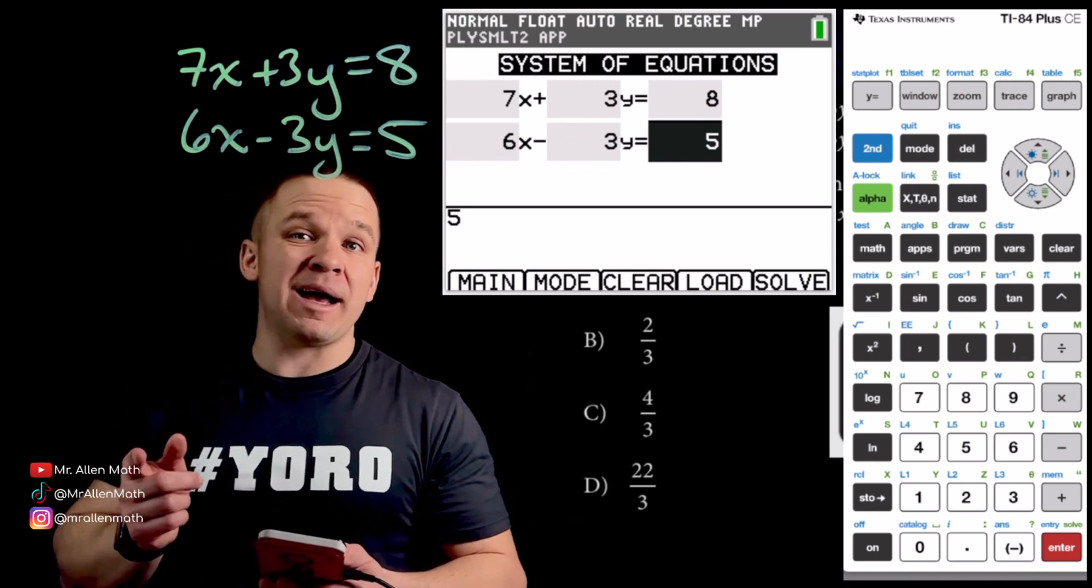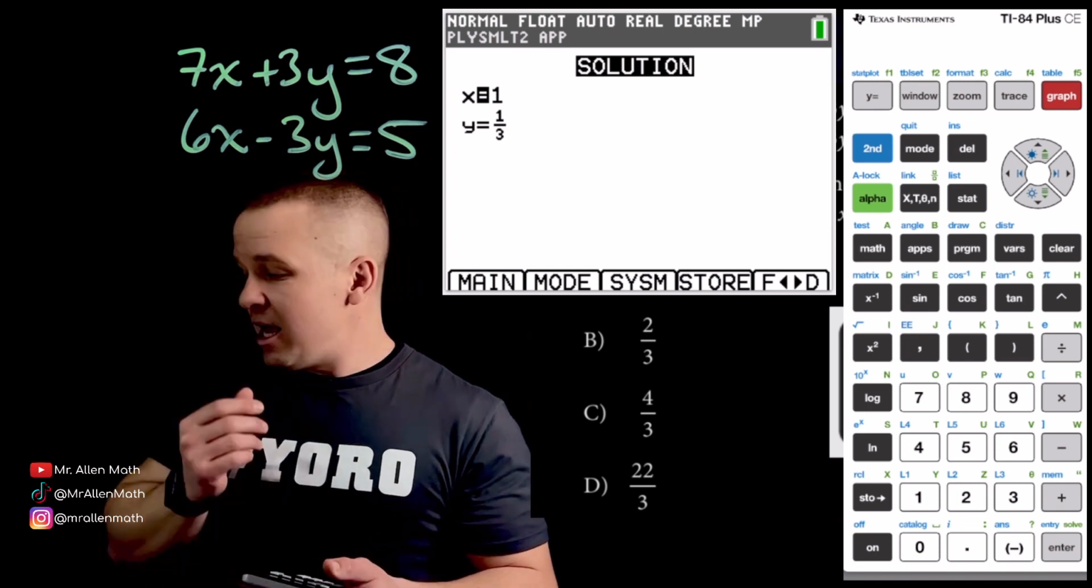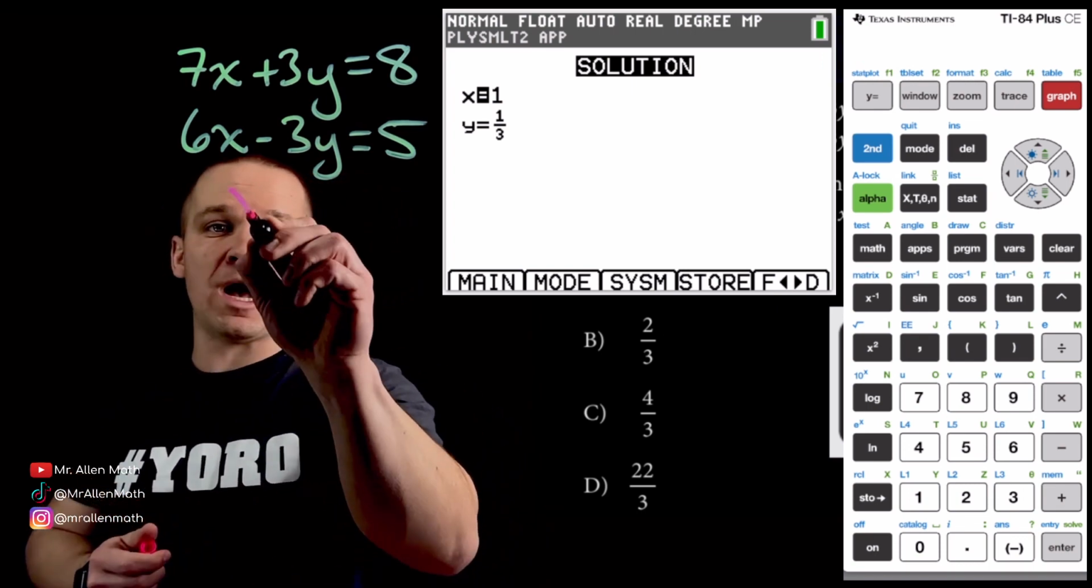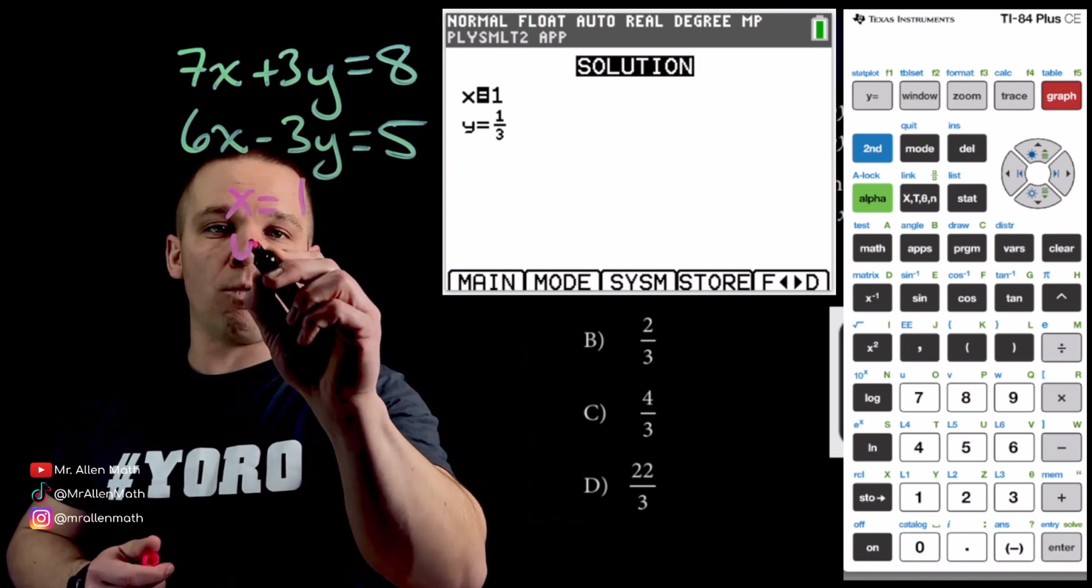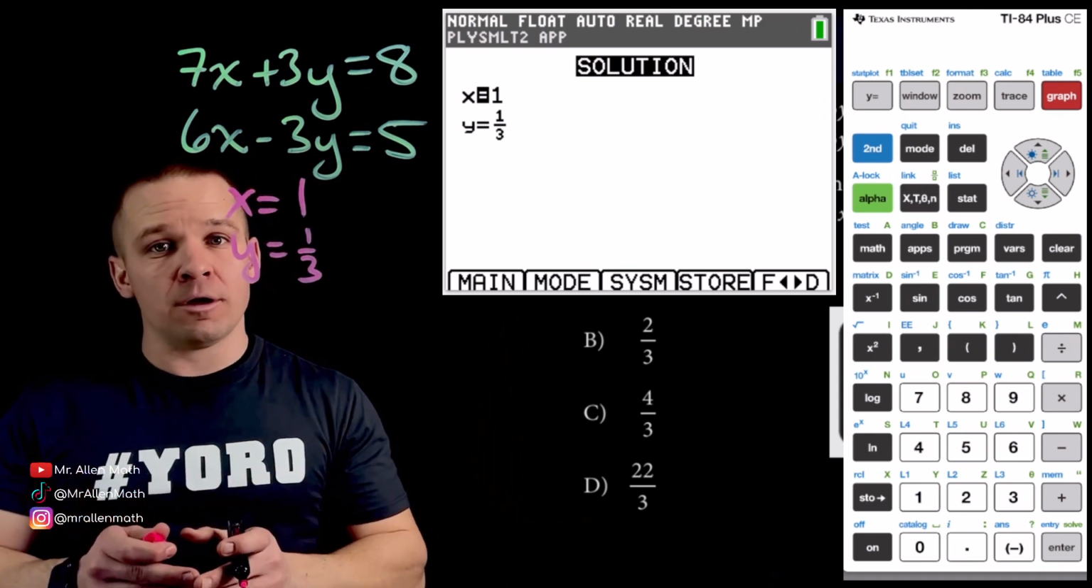Now I can solve by hitting that graph right in the top row right there. It does those buttons for me. Hit solve, and I get 1 for x, and I get 1/3 for y. So x equals 1, and then y equals 1/3. Now what's the difference of 1 and 1/3? Well, it's going to be 2/3.